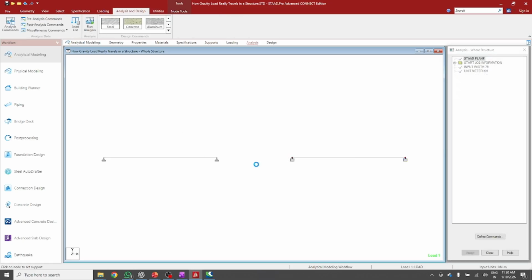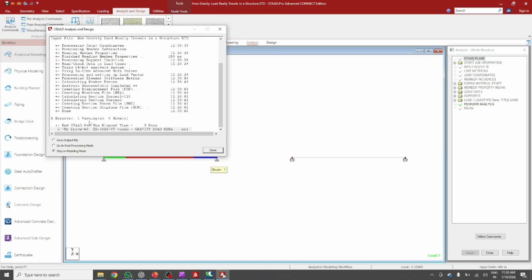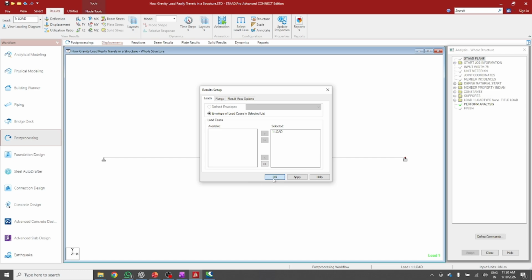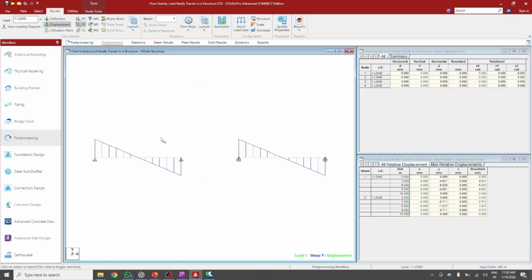Run the analysis. Okay, one warning. This warning is just to tell you that you have two structures in the same model, two separate structures. So that is fine. We know regarding it. So shear force is exactly the same because loading will not change. Only the way in which the beam internally resists the forces, that will change.